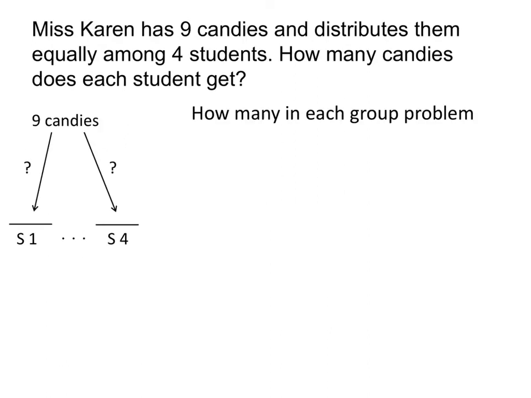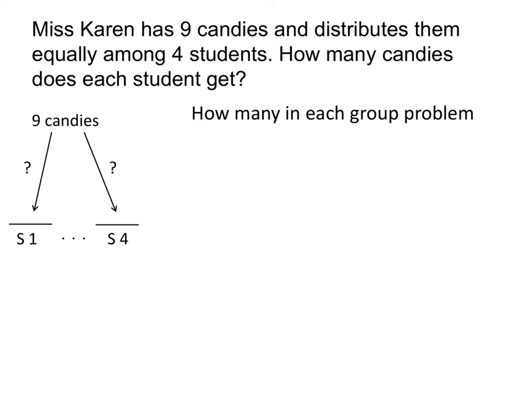So here's our next problem. Miss Karen has 9 candies and distributes them equally among her 4 students. How many candies does each student get? So here's our picture. We've got our 9 candies at the top. We're going to give some of those candies to the first student, some to the second, some to the third, some to the fourth, but we don't know how many candies each student is going to get. So we see this is a how-many-in-each-group problem.